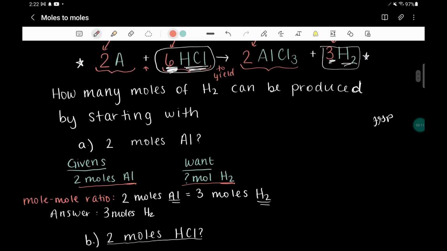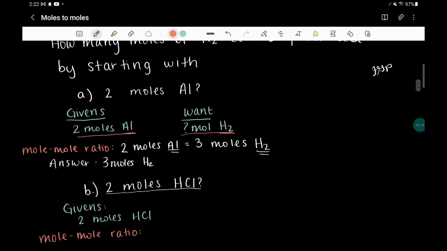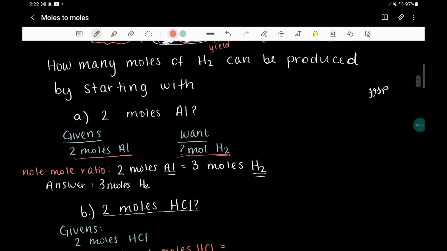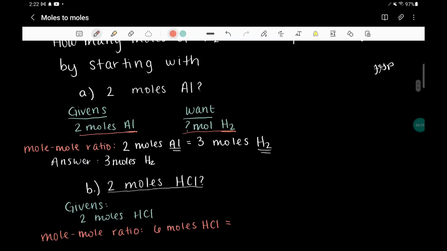And I know that you guys are super smart and you can see that you can reduce this by 3. I never do, just because when I'm tired, taking exams, I don't want to mess up anything. So we have, according to our balanced chemical equation, 6 moles of HCl will give us 3 moles of H2. And we want how many moles of H2.